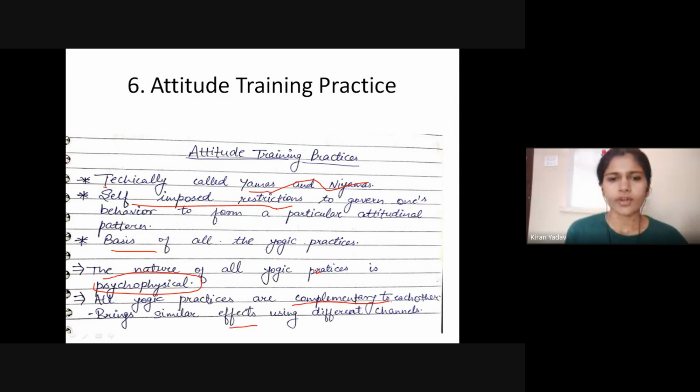For example, why are these complementary? You cannot say that I will only do asana and I won't do pranayama. No, you have to do all these practices because these are complementary to each other. These bring similar effects using different channels. For example, asana uses the physical body, and meditation uses our mental and emotional aspect. They use different channels, but they bring out similar effects.